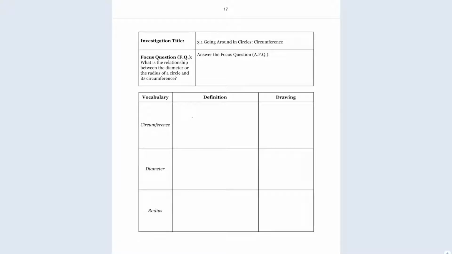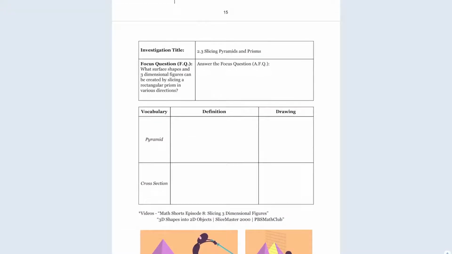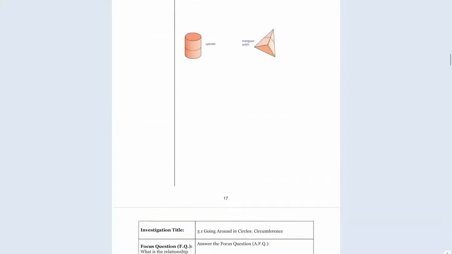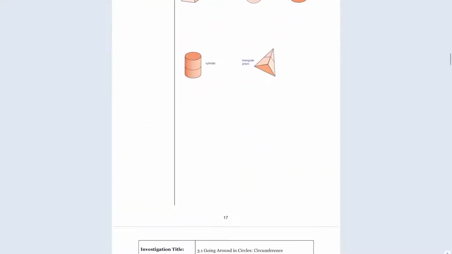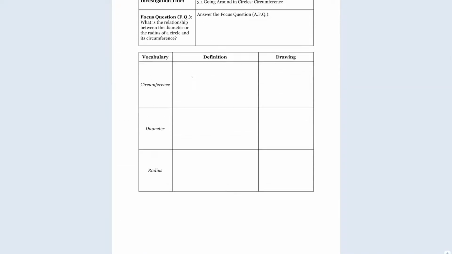Okay. Before you start this video, please make sure that you have completed lesson 2.3, all about slicing pyramids and prisms, learning about cross sections. If you did not complete that, please complete that before you start 3.1.